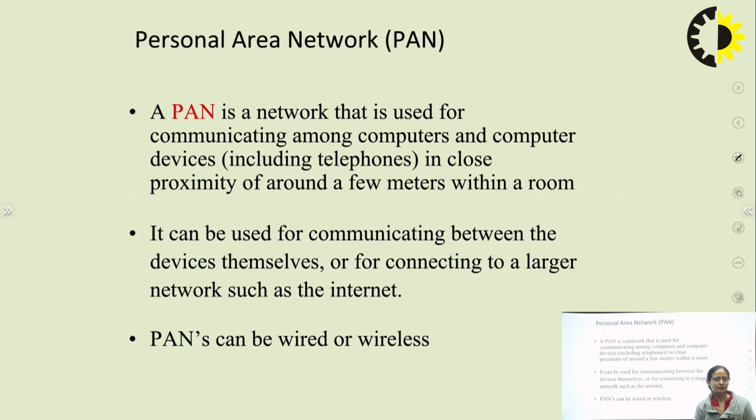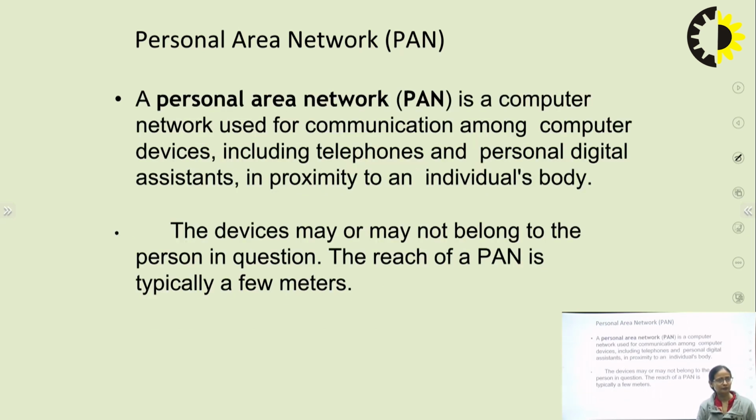The next category is your PAN, that is personal area network. It is a network that is used for communicating among computers and computer devices, including telephones, in close proximity of around a few meters within a room. For example, if you have a room in your house where you have automated or smart devices, and these smart devices form a network, then this network is the personal area network. It can be wired or wireless.